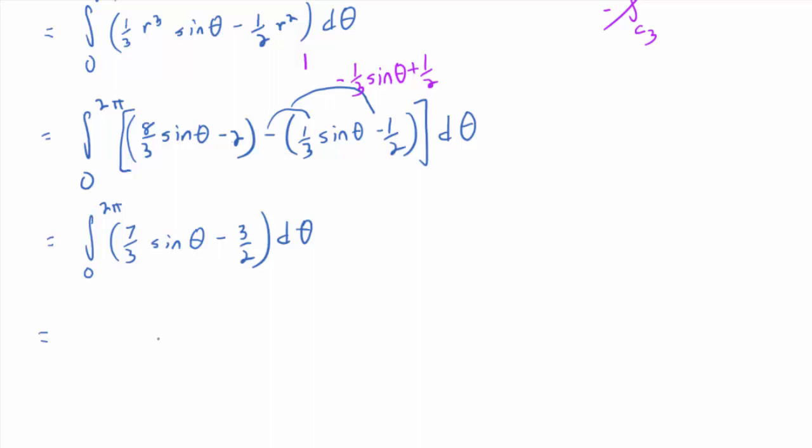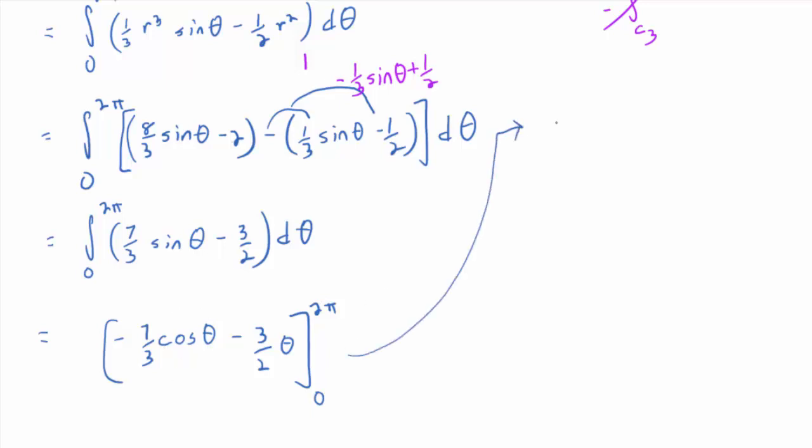So we integrate sine theta, and it's actually negative cosine, and we'll keep that 7/3 out front, but make it negative. And then minus 3/2 theta, and you evaluate from 0 to 2 pi. Okay, what do we get when we plug in 2 pi for cosine? All right, so just negative 7/3 out front times 1. And then when we plug in 2 pi for theta here, we get minus 3 pi.